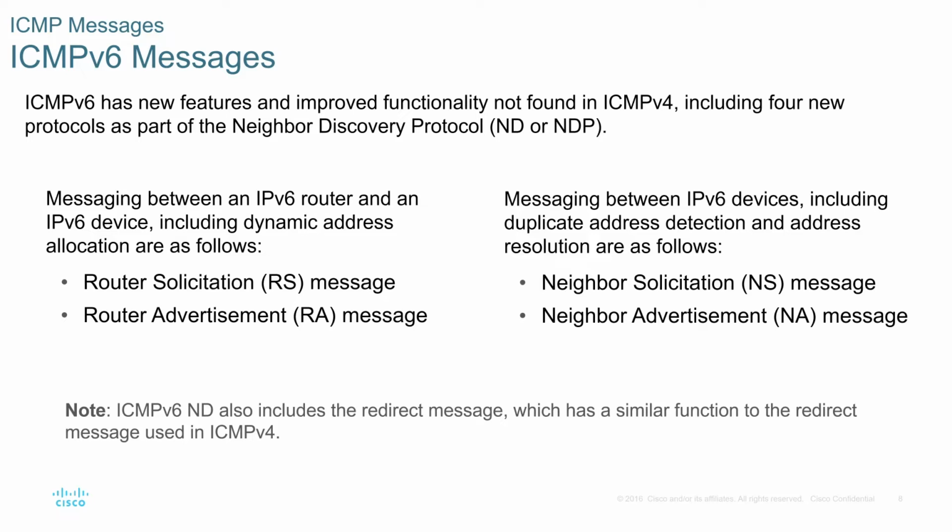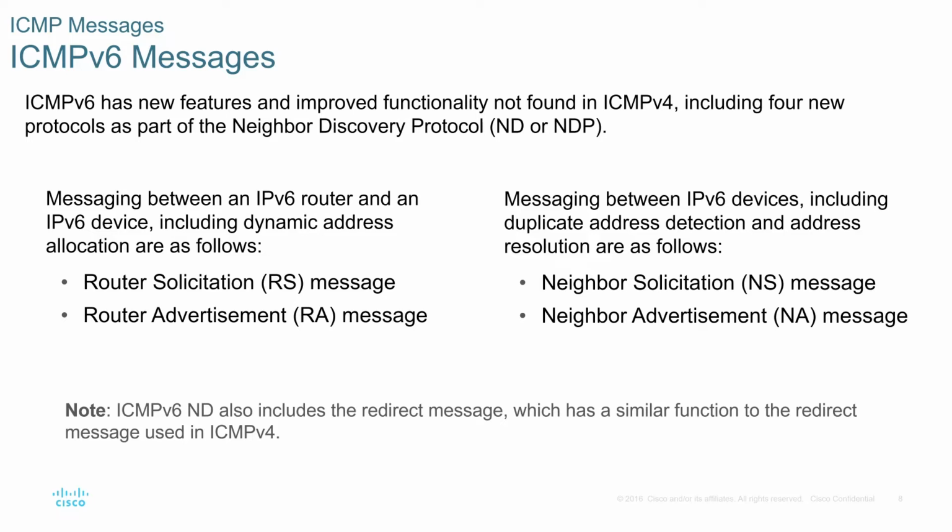Messaging that goes between an IPv6 router and an IPv6 device will include dynamic address allocation, RS standing for router solicitation, RA standing for router advertisement. Messaging between IPv6 devices, including duplicate address detection or DAD and address resolution, are as follows: neighbor solicitation or NS and neighbor advertisement messages.